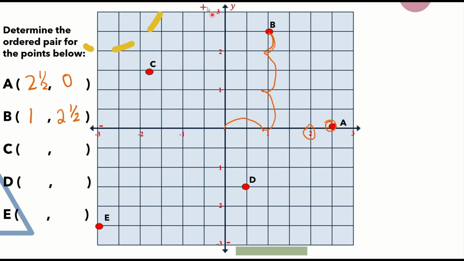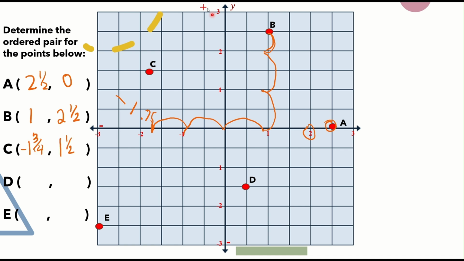Let's look at C. Negative 1, negative 1 75/100 because it's in between my 1 1/2 and my 2. So I'm going to say it's a negative 1.75, and then I'm going up 1 1/2.